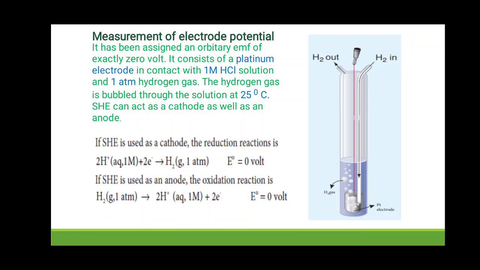Now, if the standard hydrogen electrode is used as a cathode, it undergoes the reduction reaction, EMF equal to 0 volt. Acting as a cathode means it accepts 2 electrons and forms hydrogen. If the standard hydrogen electrode is used as an anode, the oxidation reaction releases 2 electrons from hydrogen gas, and hydrogen cations will form. So anyway, it gives 0 volt.